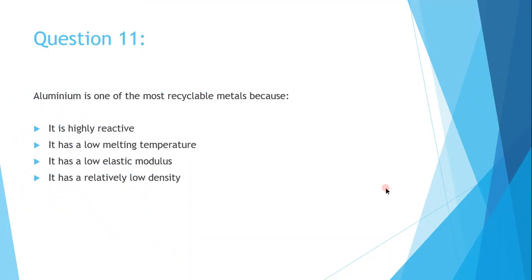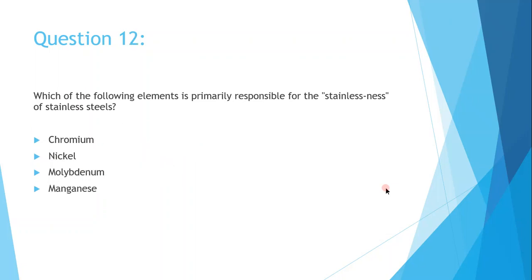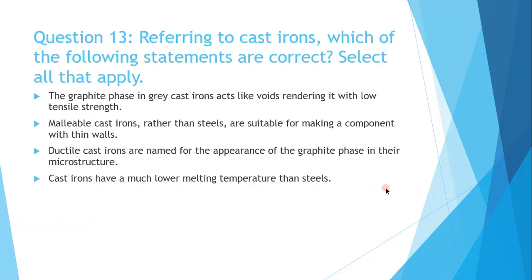Question 11. Aluminium is one of the most recyclable metals because it has a low melting temperature. It makes it easy to just chuck it back in the furnace and create whatever you want. So which of the following elements is primarily responsible for the stainlessness of stainless steels? It is chromium. Referring to cast irons, which of the following statements are correct? Malleable cast irons, rather than steels, are suitable for making a component with thin walls. And cast irons have a much lower melting temperature than steels, that is right.